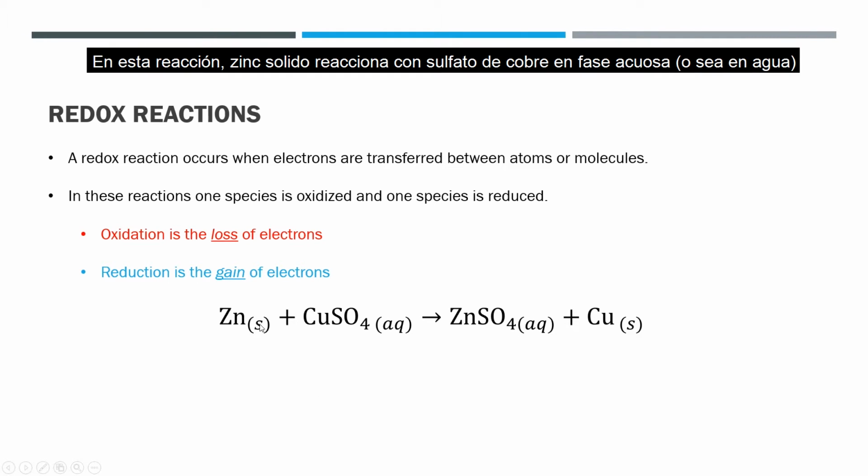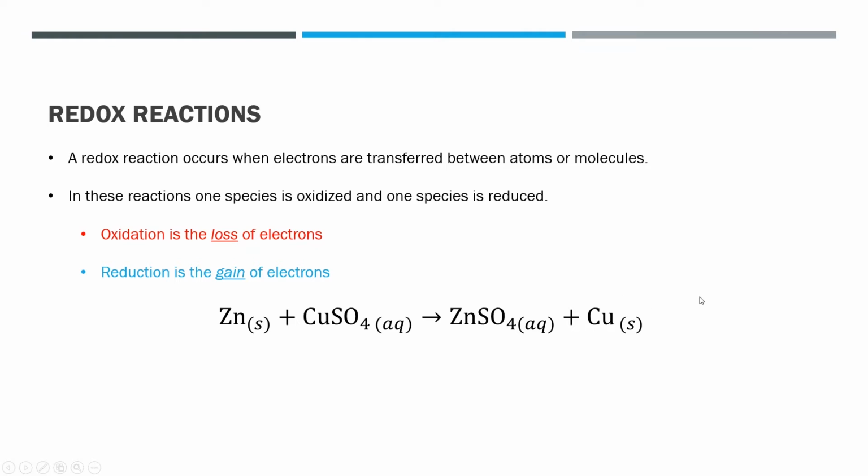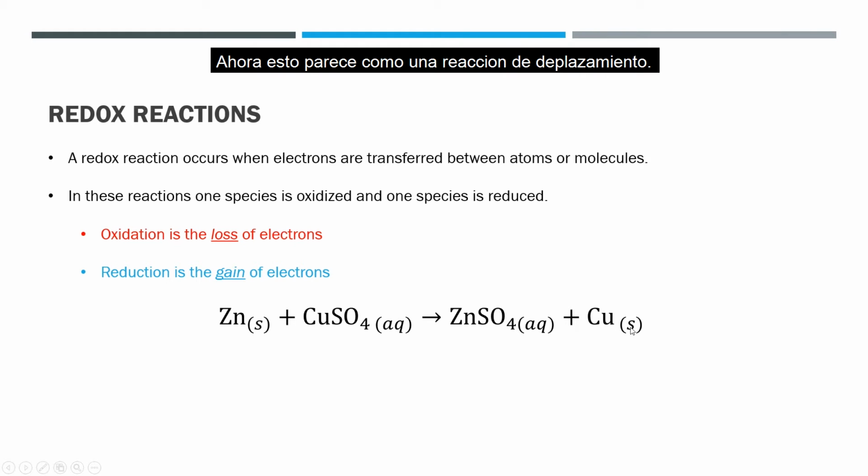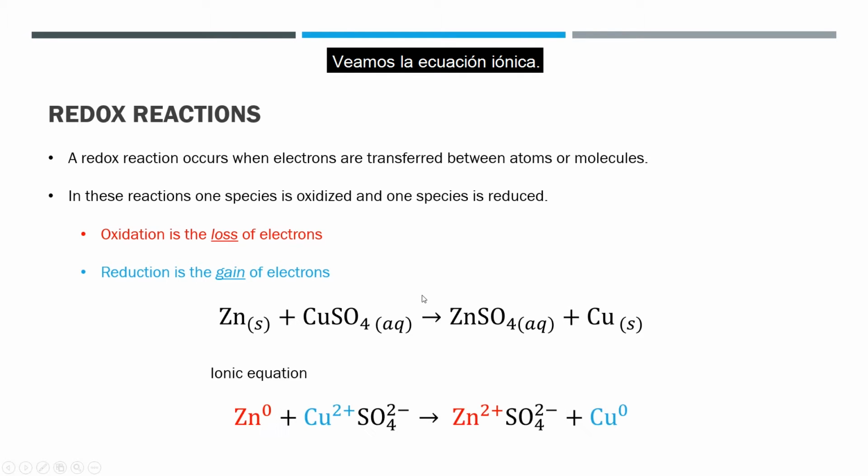So in this redox reaction, zinc solid reacts with copper sulfate in the aqueous phase to generate aqueous zinc sulfate and solid copper as a precipitate. Now this looks like the single displacement reaction we talked about earlier. Now let's also look at its ionic equation.